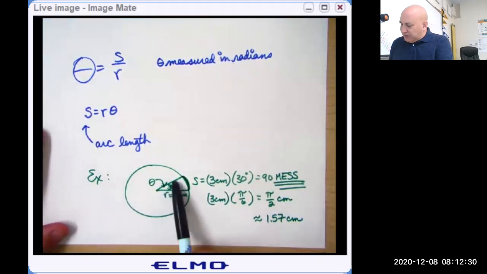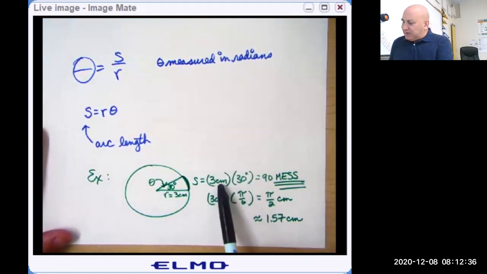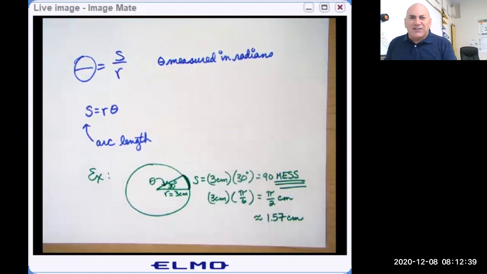If we have a 30-degree angle here and a radius of 3 centimeters, how long is this arc length? Well, if you go 3 centimeters times 30 degrees, centimeters times degrees, that's a mess. Nobody knows what that is.